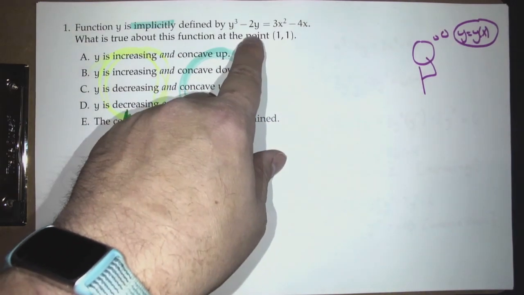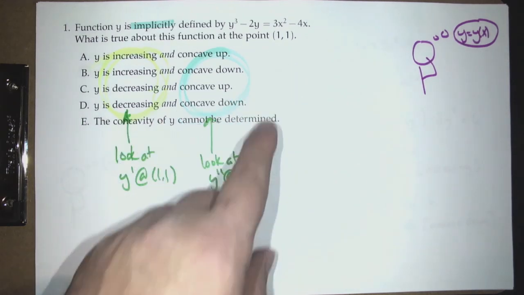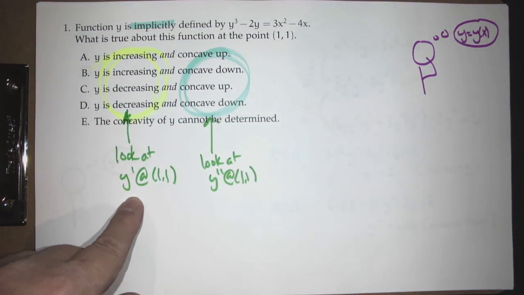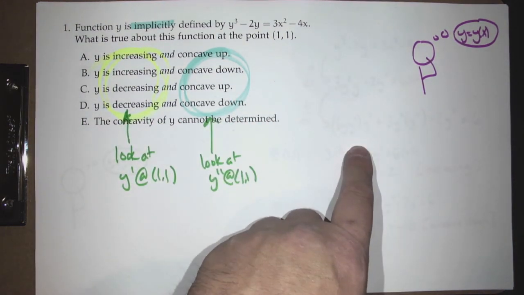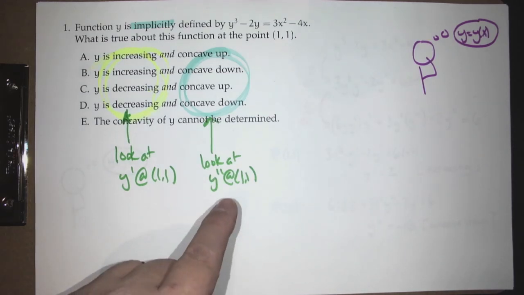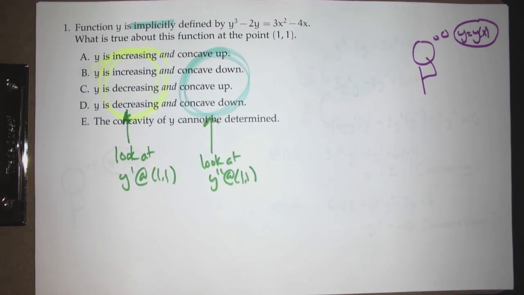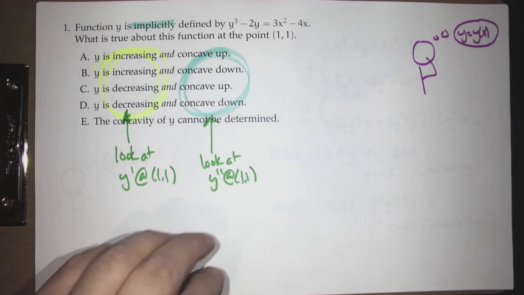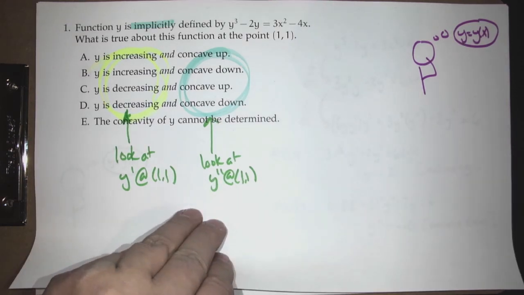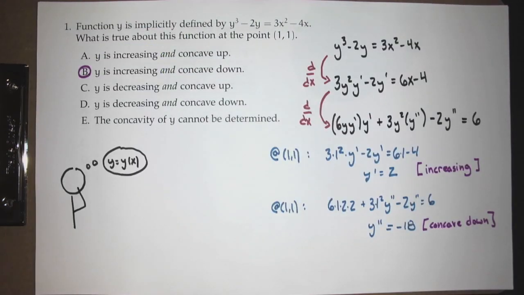All right, so a plan. Do implicit differentiation, plug in the point 1, 1, and look at the sign of the first derivative. And then keep going, do a second round of differentiation, plug in, look at the sign of the second derivative. So that's our plan. All right, with all that said, A, B, C, D, or E. What was the answer? B as in boy? All right, good. It is increasing and concave down.